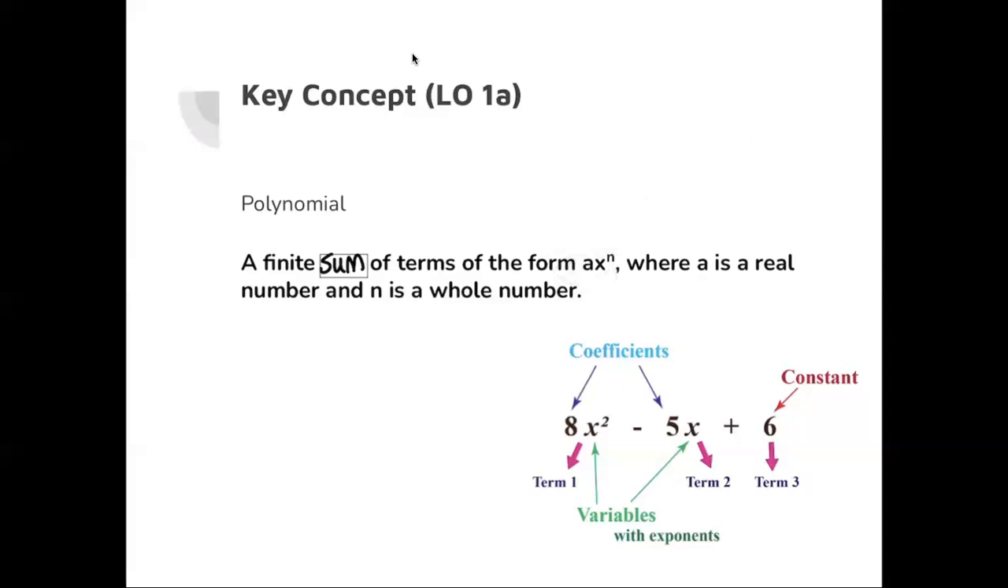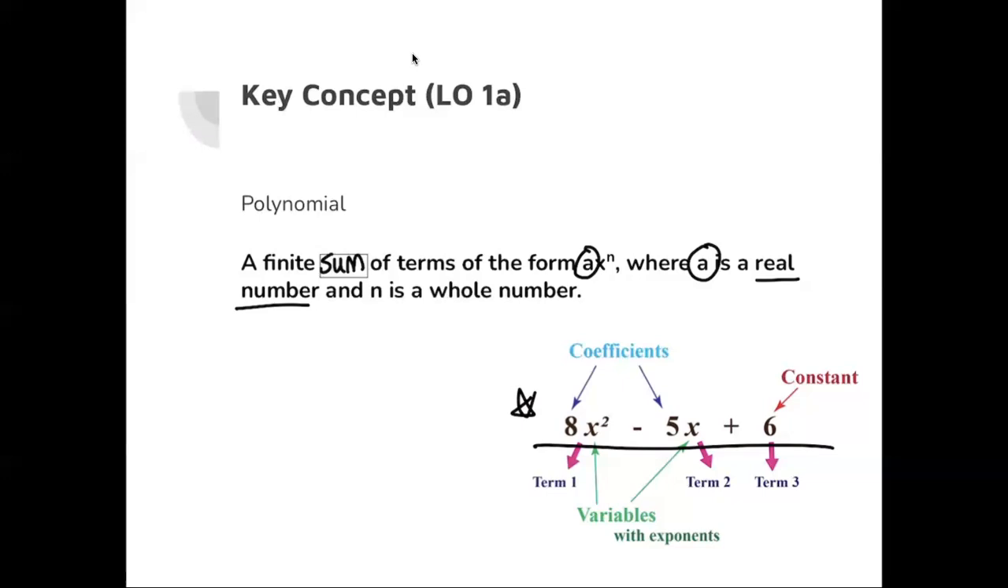Some of the important things you have to know: a polynomial's coefficient, which is basically a number attached to the variable, should be a real number. So this number attached should not be an imaginary number. As you can see from this example, all coefficients are real numbers. They're 8, -5, and 6, right? So like this, all coefficients, or basically the number multiplied to the variable, should be a real number.